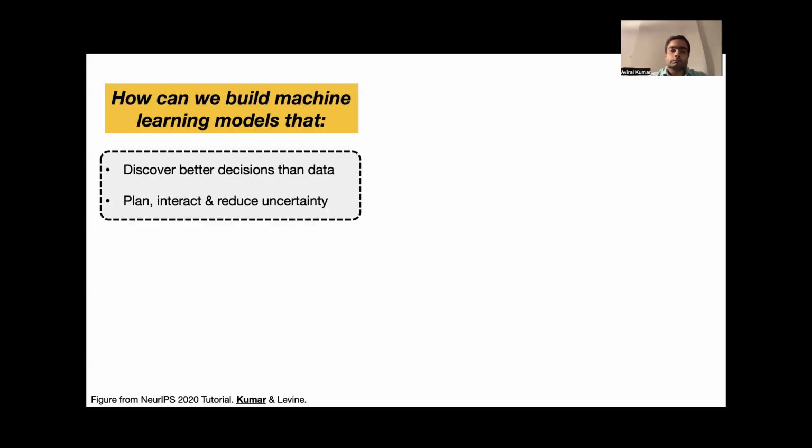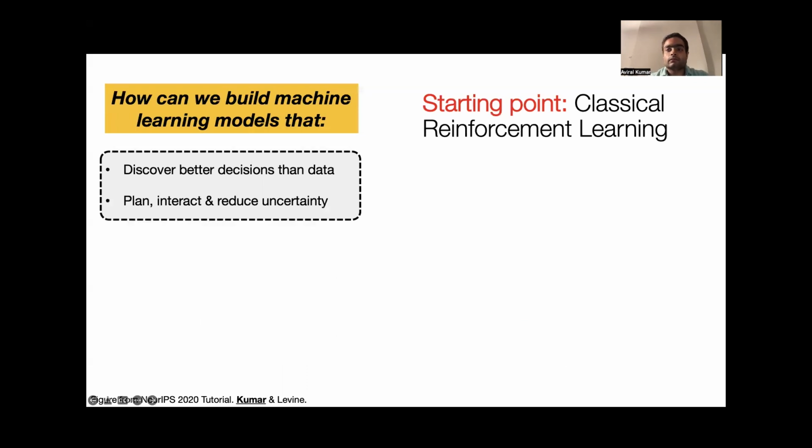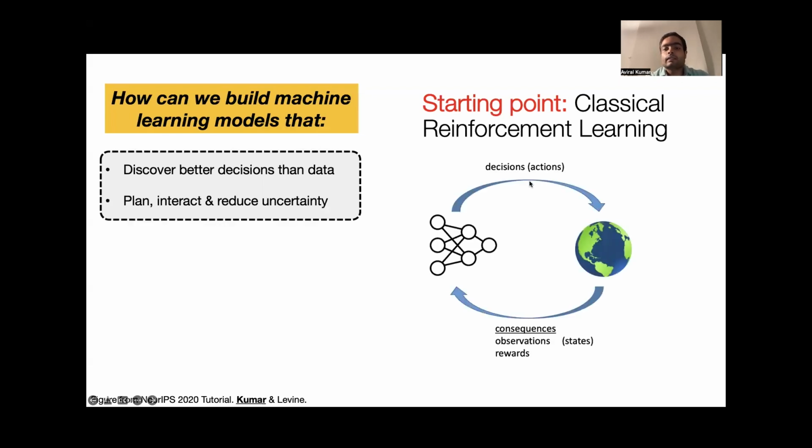So to be able to answer this question, my research focuses on the starting point of classical reinforcement learning. Reinforcement learning is this paradigm of learning where you typically consider a learner interacting with an environment by making decisions or taking actions. And as a result of taking these actions, it observes consequences which it uses further to then refine its actions. Typically, we call this learner a policy that is supposed to optimize some kind of long-term utility or reward function given to it by the environment.